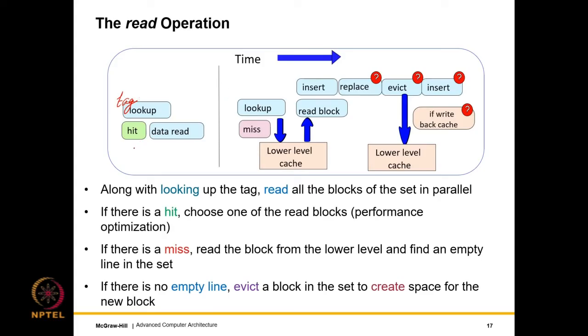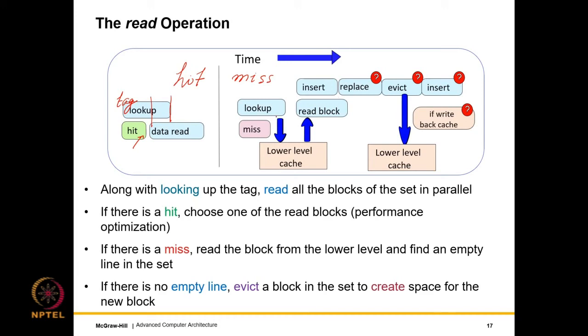As you can see, for a hit, this is a performance enhancing exercise because there is clearly an overlap in terms of time. Of course, if there is a hit, we choose one of the red blocks. That's a performance optimization. This is scenario 1, for a hit. If there is a miss, this is what we do.